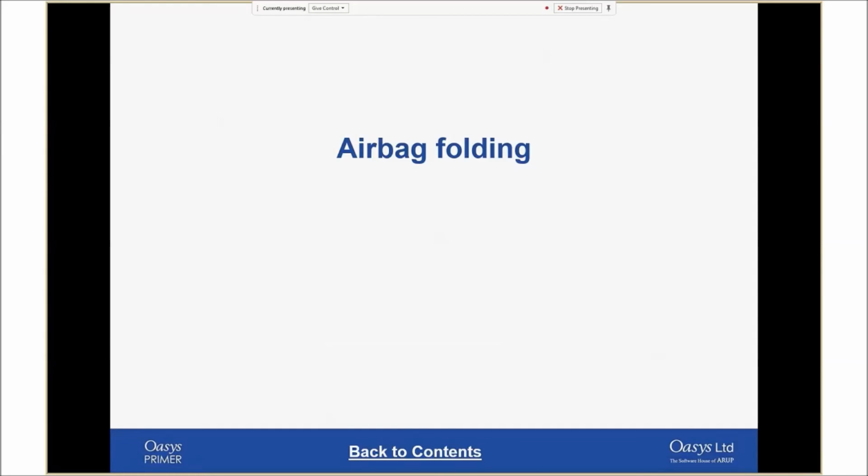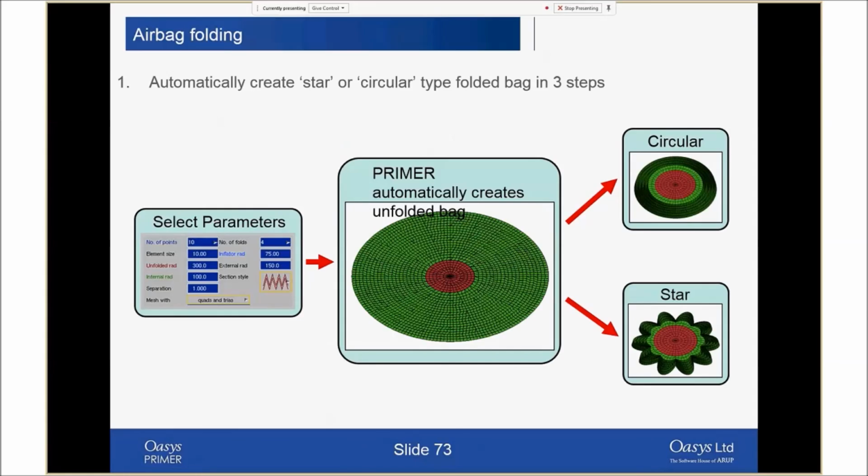I just wanted to touch on airbag folding at the end here, just because there are tools in Primer for doing basic airbag folding. Normally you'd get an airbag from a supplier, but if you want to create your own airbags or fold an airbag yourself, you have tools to do that. So there are different things you can do. One is the tool for automatically creating a star or circular type folded bag in 3 steps. So you can very easily create a simple airbag model.